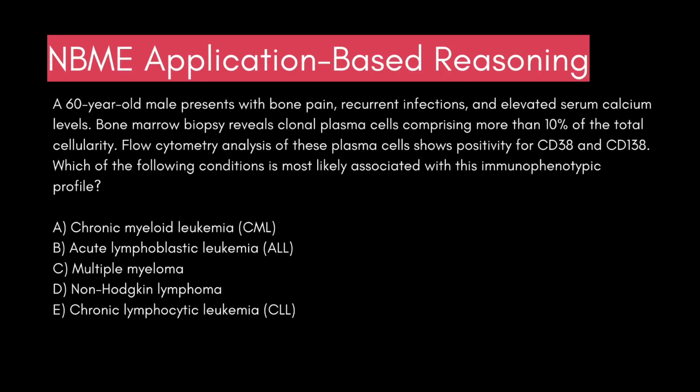A 60-year-old male presents with bone pain, recurrent infections, and elevated serum calcium levels. Bone marrow biopsy reveals clonal plasma cells comprising more than 10% of the total cellularity. Flow cytometry analysis of these plasma cells shows positivity for CD38 and CD138. Which of the following conditions is most likely associated with this immunophenotypic profile?